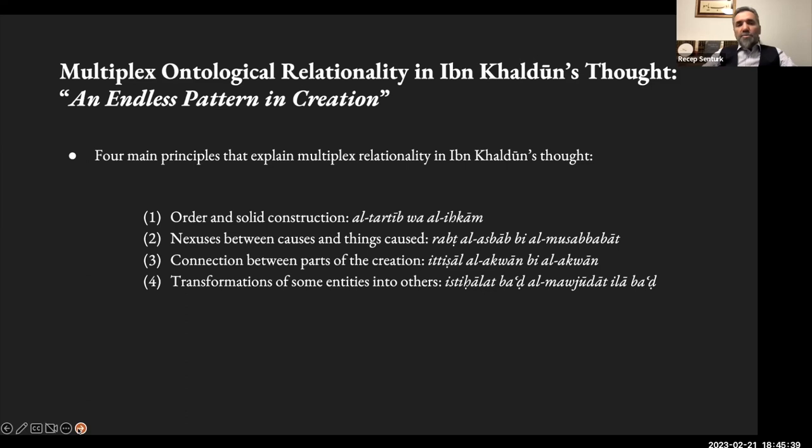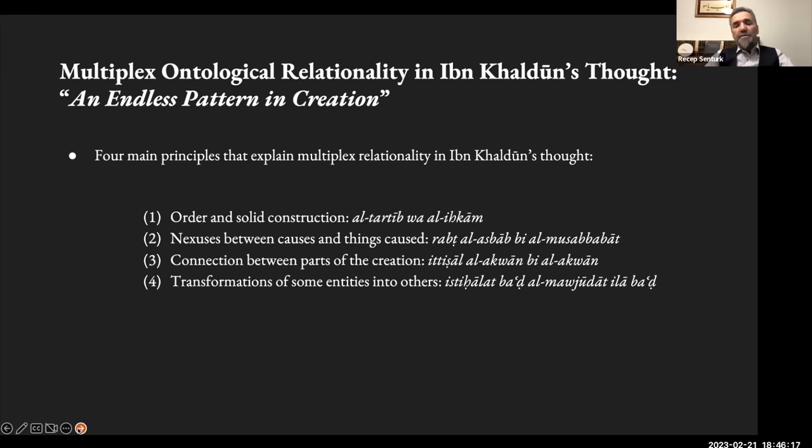So multiplex ontological relationality in Ibn Khaldun's thought: he observes an endless pattern in creation. Four main principles explain multiplex relationality in Ibn Khaldun's thought. First, order and solid construction, at-tartib wal-ihkam. Second, nexuses between causes and things caused. So causes and effects are linked to each other in the world.